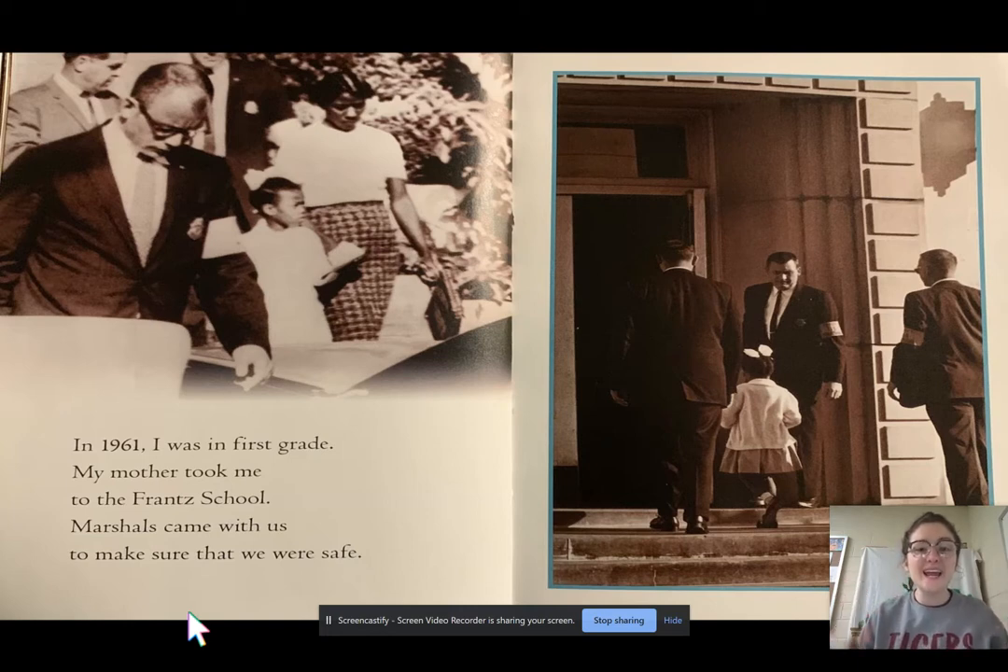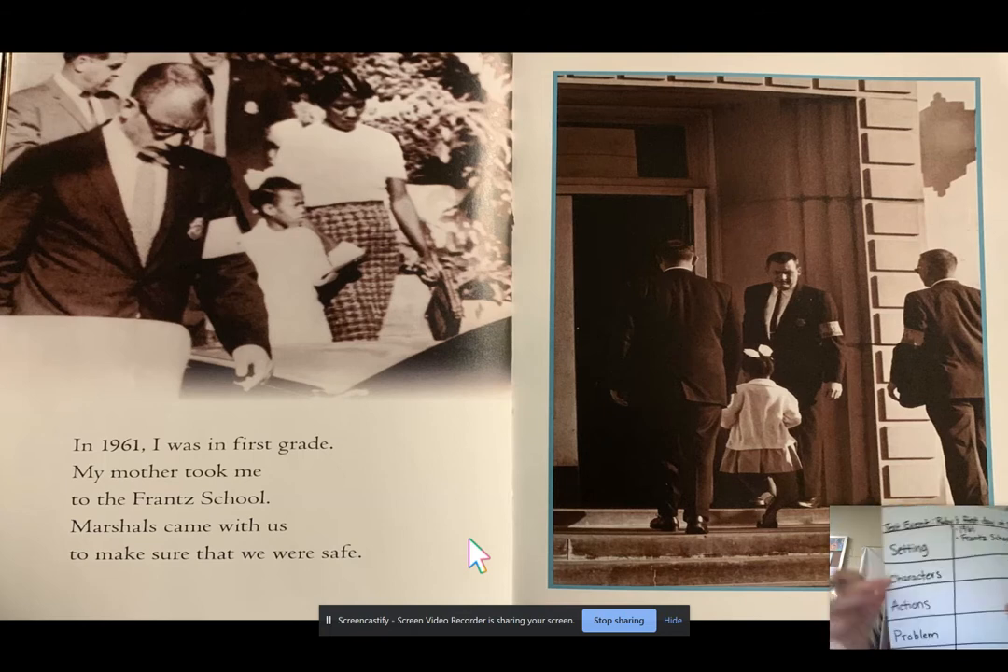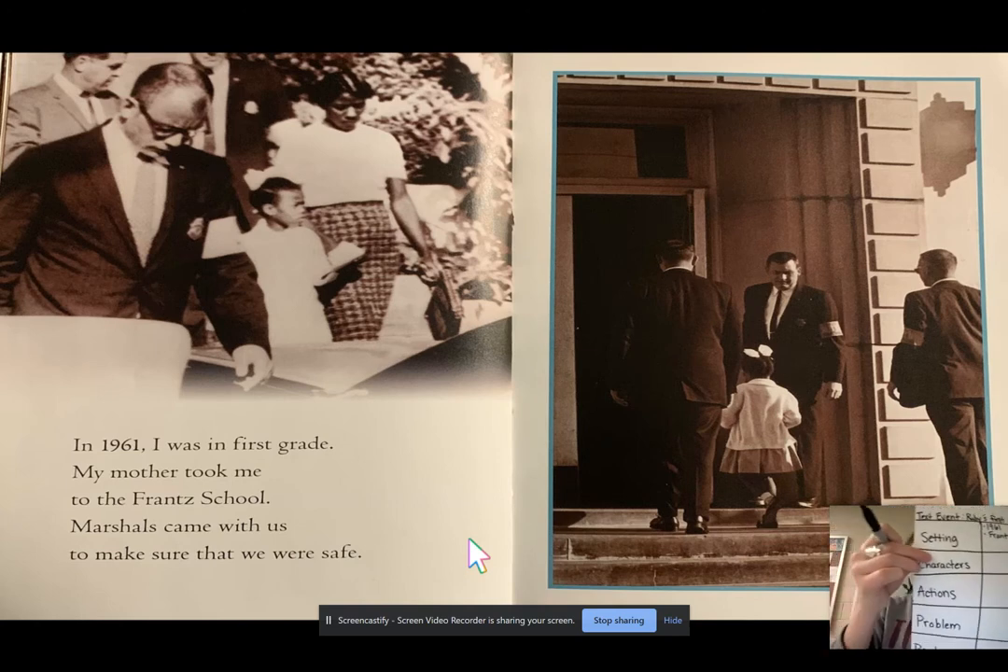Who are the characters that we have learned about? Look back at the text. Who are the characters that are in this event? Go ahead and write the characters from this event. So I'm going to write them as well.